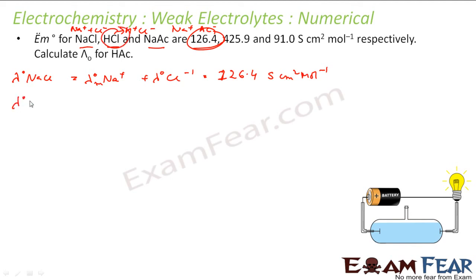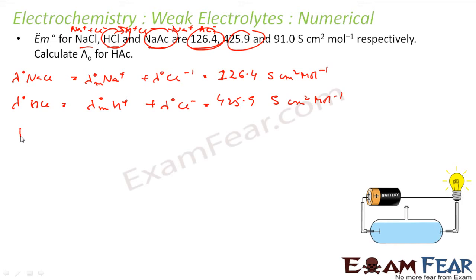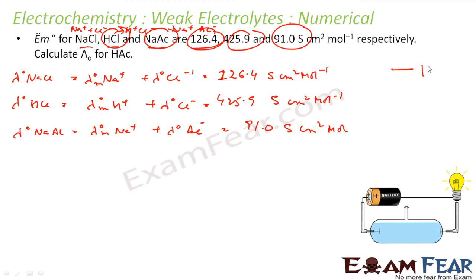Similarly, lambda naught of HCl is given, that is nothing but lambda m naught of H+ plus lambda m naught of Cl-, and that is given as 425.9 Siemens centimeter square per mole. Similarly, lambda naught of NaAc is given, that is nothing but lambda naught of Na+ plus lambda naught of Ac-, and that is given as 91.0 Siemens centimeter square per mole. This is equation 1, this is equation 2, and this is equation 3.